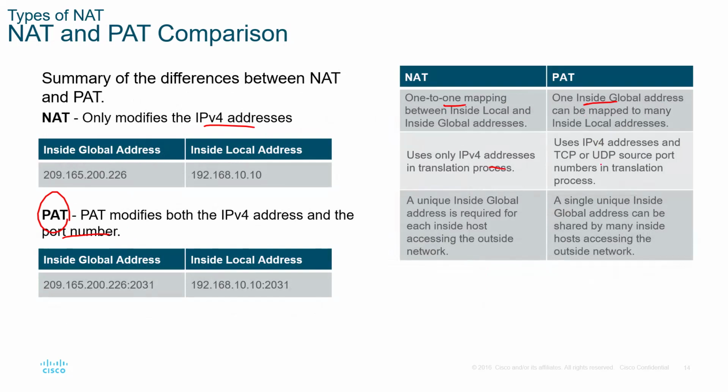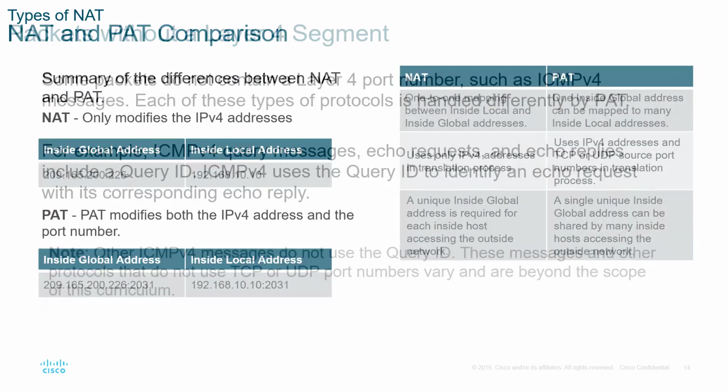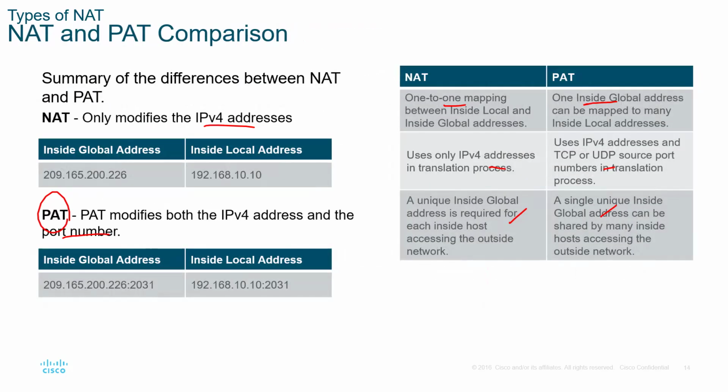Uses only IPv4, uses port numbers. A unique inside global address is required for each host. That's the one-to-one mapping. A single unique inside global address can be shared by many inside hosts accessing the outside network. Right. Another important thing, when we introduced network address translation, we talked of address conservation.